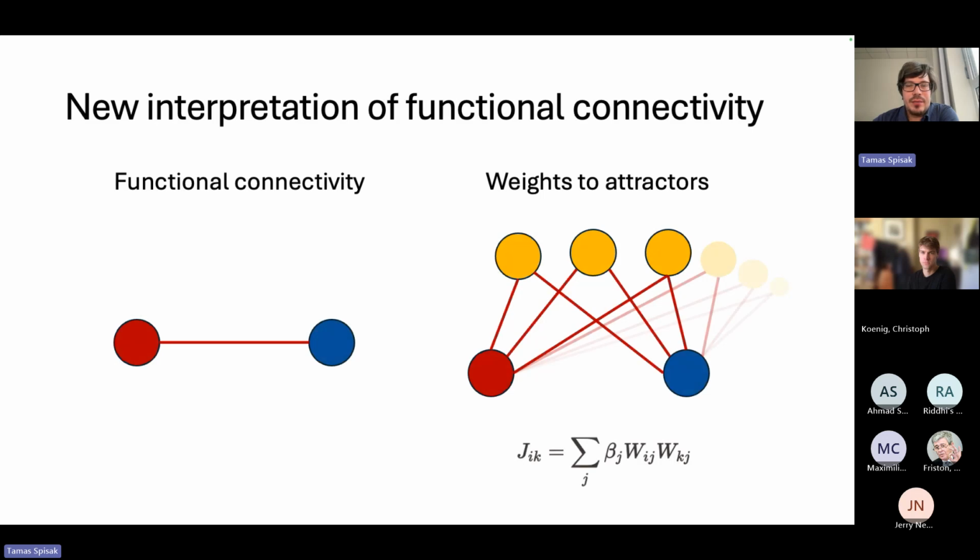So this can be made clear by this. Basically, the proposed framework provides a brand new interpretation for what functional connectivity is as measured with fMRI. In our framework, functional connectivity between two regions can and should be decomposed into weights of integration towards these large-scale attractors.